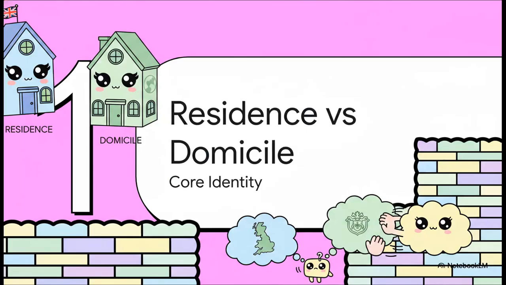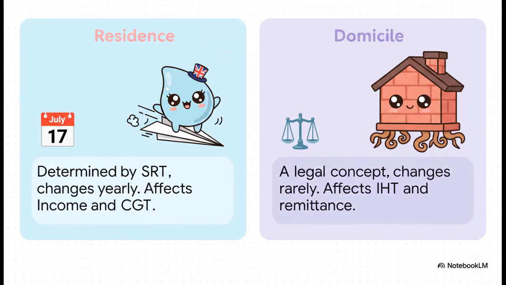All right, let's dive right into Section 1, Residence versus Domicile. Now, before we look at any numbers at all, I really need you to draw a firm line in your mind. These are two completely distinct concepts, so don't let them blur together. Residence is fluid. It's determined by the statutory residence test, it changes from year to year based on your daily physical location, and it heavily dictates your income tax and your capital gains tax. Domicile, on the other hand, is a deep, foundational legal concept. It's rooted in your permanent home. It rarely changes, and when it does, it's only through deliberate, intentional action. Ultimately, domicile governs your exposure to inheritance tax and your access to the remittance basis.